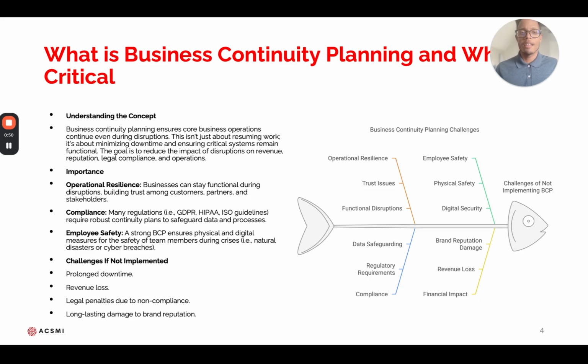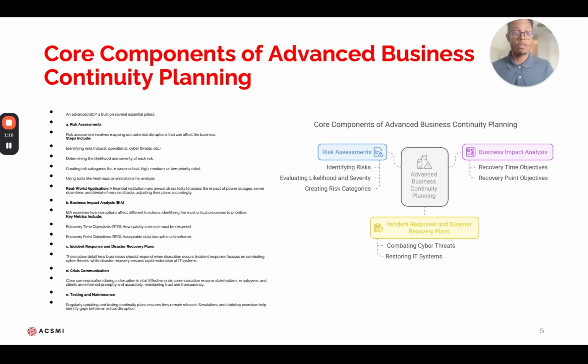So what is BCP and why is it critical? We talked about this before. It's all about planning to ensure that we continue operations even during a disruption. That can be from a natural disaster, or something done by a threat actor. It really just depends, but that's the main concept. And the goal is to reduce the impact of said disruption on the revenue, on the reputation, and on the operational side of the business itself.